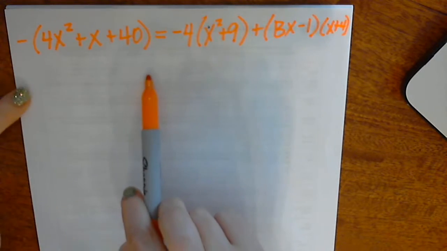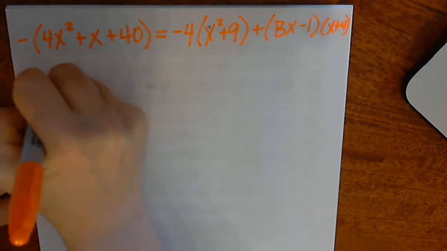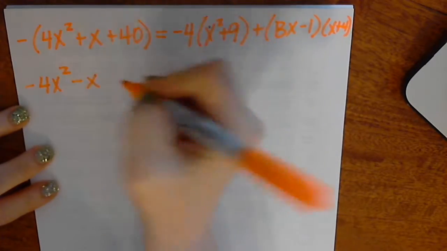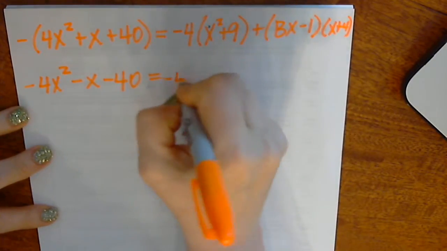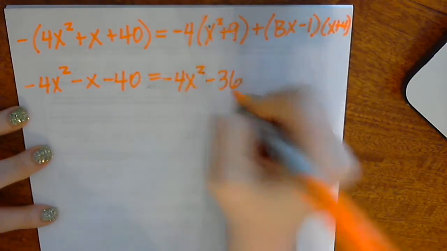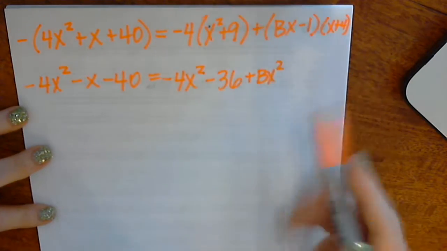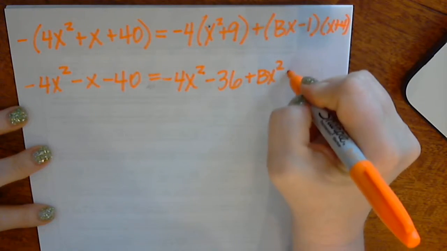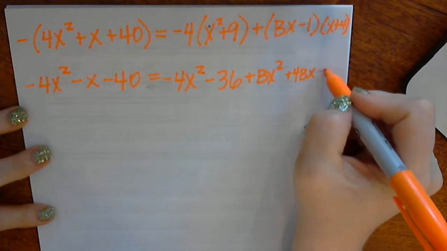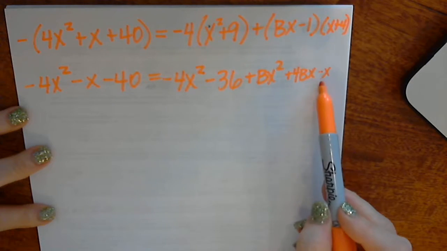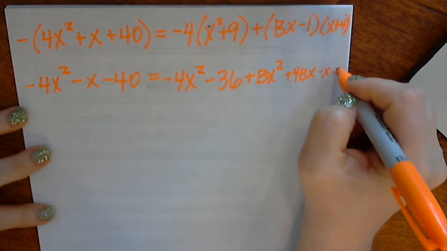What you want is both sides to look like the same style. So if we distribute this negative, it's -4x squared minus x minus 40 equals, distribute this -4 to both terms, minus 4x squared minus 36. Now we have to FOIL this, so bx times x is plus bx squared. bx times 4 is plus 4bx. A -1 times x is minus x. Do keep in mind bx and x are not like terms, so they cannot add or subtract. -1 times +4 is -4.